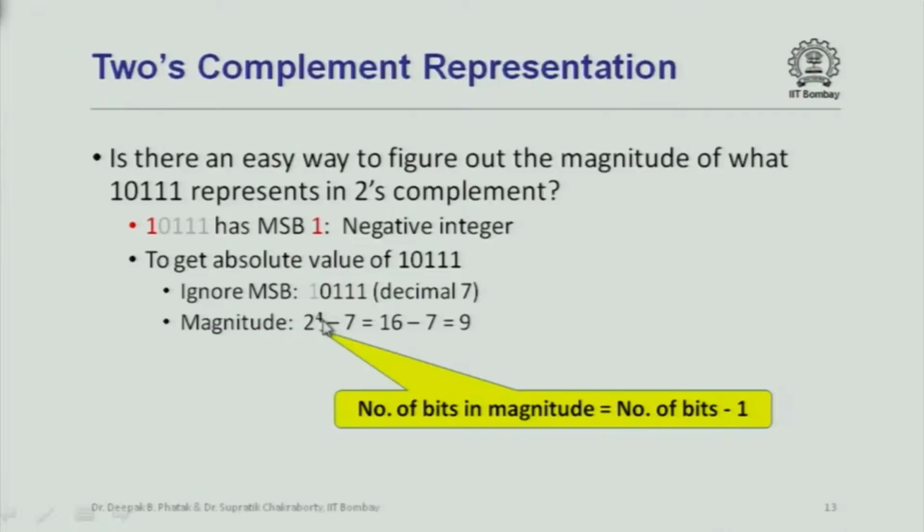Now, the power of 2 here is really the number of bits in the magnitude. Right? 2 raised to that number is the highest magnitude I can represent on the number line. And since, to represent the magnitude, I've thrown away 1 bit, which was the sign bit, it's the total number of bits minus 1. So both ways we get minus 9.